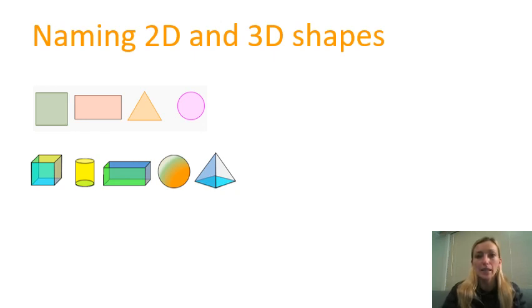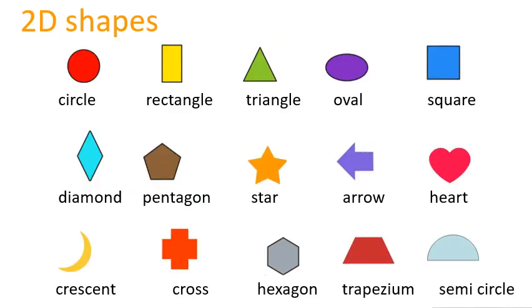Today's lesson is about naming 2D shapes and 3D objects. Alright, so I assume you will know most of these. These are the names of the 2D shapes. Ones to be wary of are pentagon. So a pentagon has 5 sides. Crescent is like a crescent moon shape. Hexagon has 6 sides. And a semicircle is half a circle.